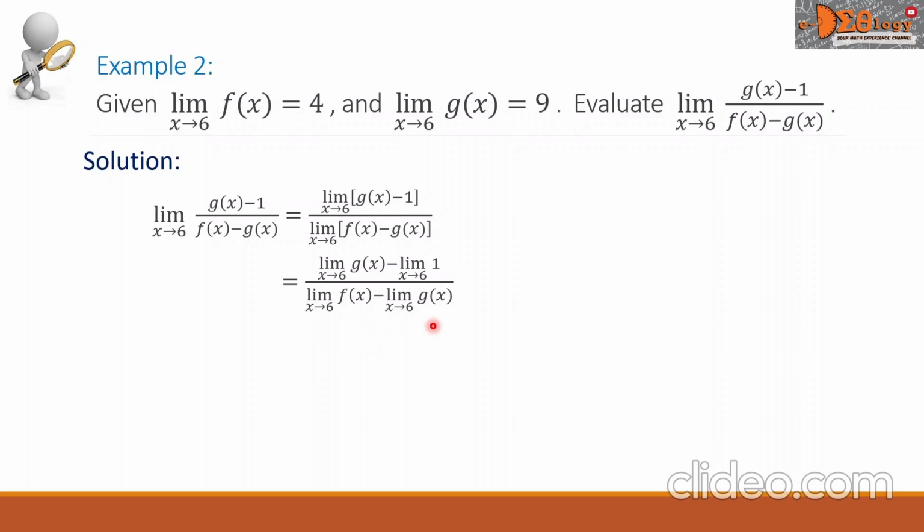From here, let us substitute the corresponding values as given. The limit of g of x is 9, so the value here becomes 9 minus the limit of the constant 1, which is the constant 1, all over the limit of f of x, which is equal to 4. So this is now 4 minus the limit of g of x, that is 9. Let us simplify further. 9 minus 1 is 8, over 4 minus 9, which is negative 5. Or we can write this as the negative of 8 over 5.